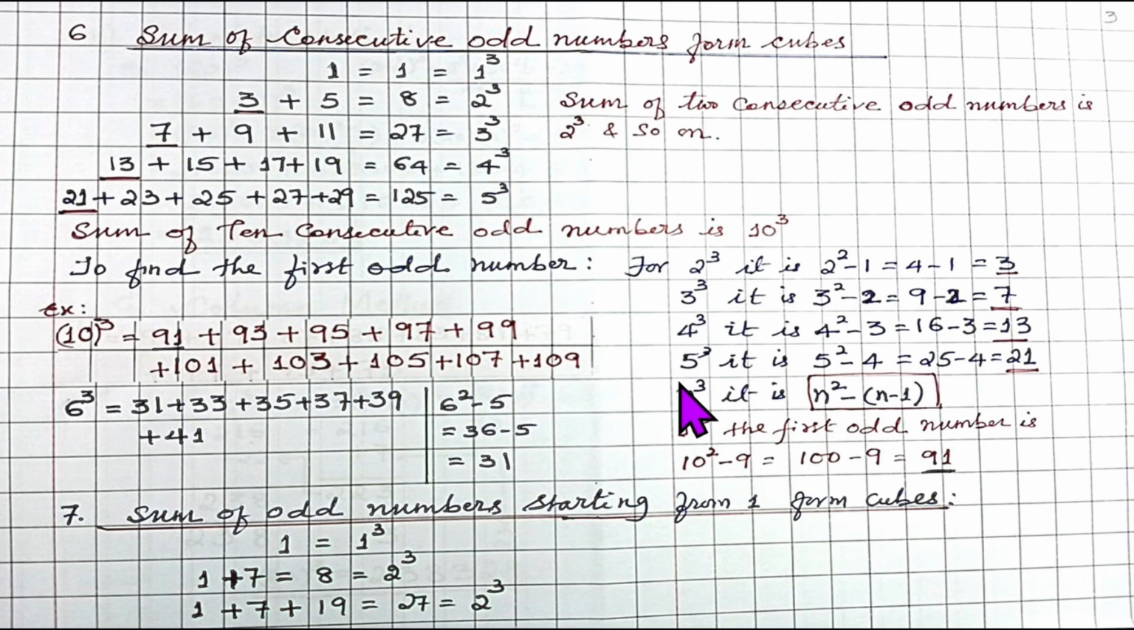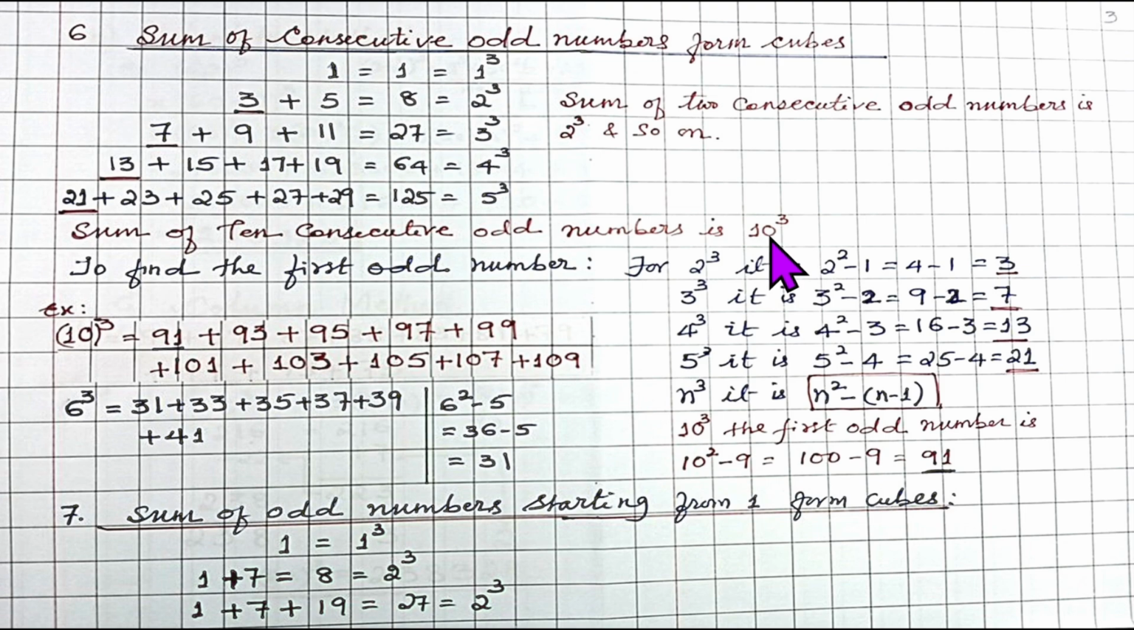To find the first odd number, take n square minus n minus 1. Take n square minus n minus 1, we will get the first odd number. Once you get the first odd number, then add the consecutive odd numbers to get that cube.